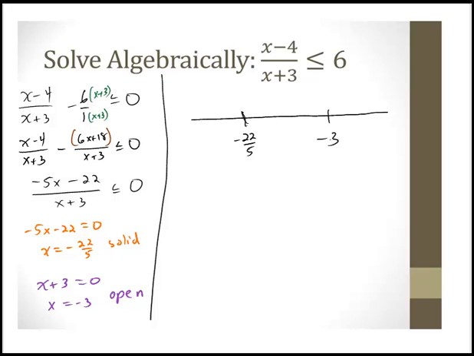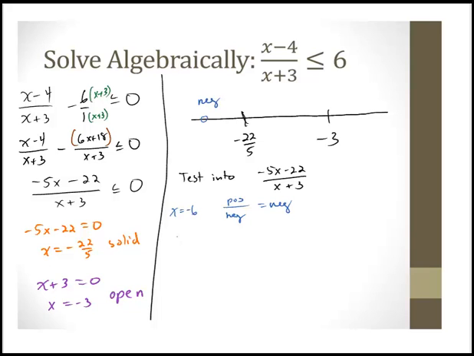Alright, and I will test into negative 5x minus 22 over x plus 3. Let me test a number less than negative 4 and 2, let's say negative 6. If x equals negative 6, then I'd have negative 5 times negative 6, that's 30 minus 22, that's a positive, over negative 6 plus 3 is a negative, negative.